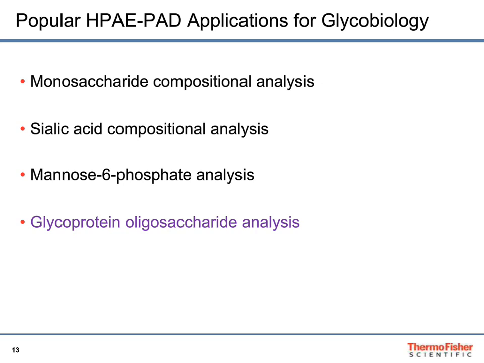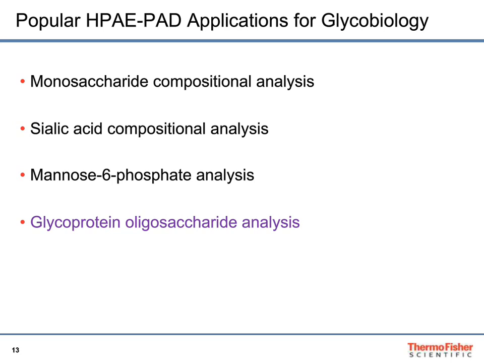HPAE-PAD is a very popular technique for glycoprotein analysis, and there are many applications in glycobiology. These are some of the ones I've specifically mentioned. I showed you monosaccharide compositional analysis. Well, I showed you a standard. That's the kind of standard you would use during analysis of monosaccharides from a glycoprotein. Also, sialic acid analysis, looking at N-acetylneuraminic acid and N-glycolylneuraminic acid. Mannose-6-phosphate analysis. There are a number of recombinant products that are made for enzyme replacement therapies that have mannose-6-phosphate. This technique can do that analysis.